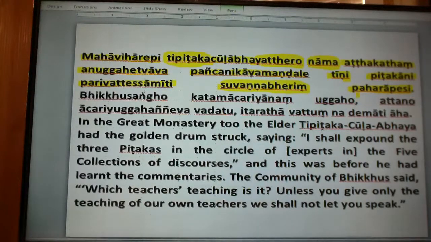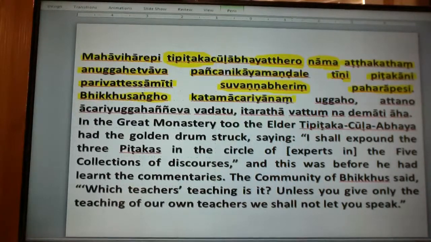Pitaka, and Pancha Nikaya, the 5 collections of the teaching of the Buddha. He was trying to explain to the group of monks. Bhikkhu Sangho means a community of monks.